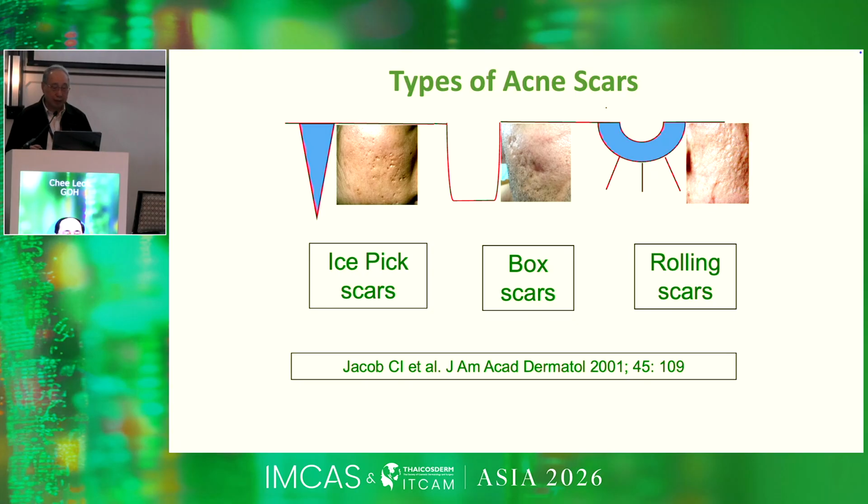So we have ice pick scar, where there's a lot of fibrosis right at the end of the tip of the lesion. And then we have box scar, which is a round, depressed area. And then we have what we call a rolling scar, where the fibrosis is across the whole dermal area and sort of pulls the scar down.